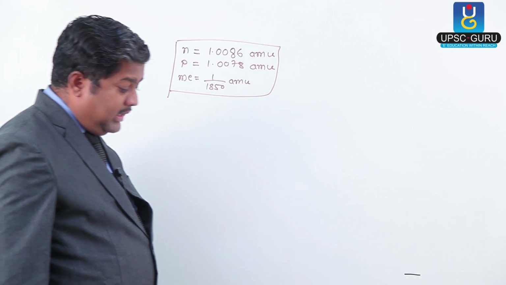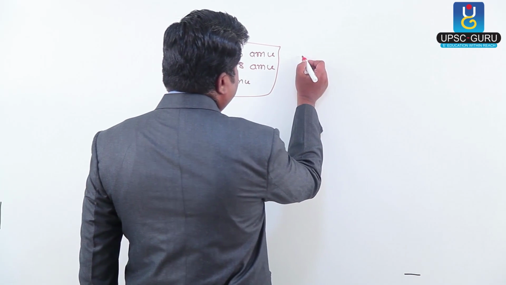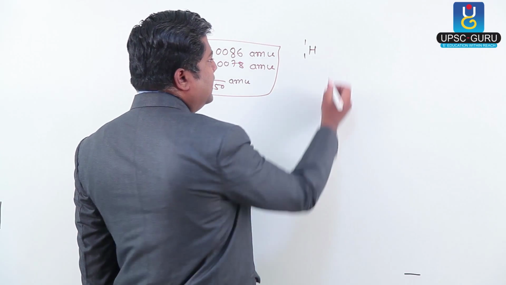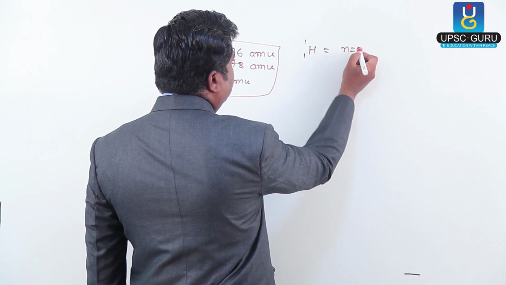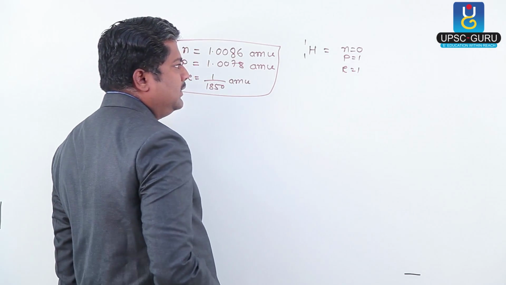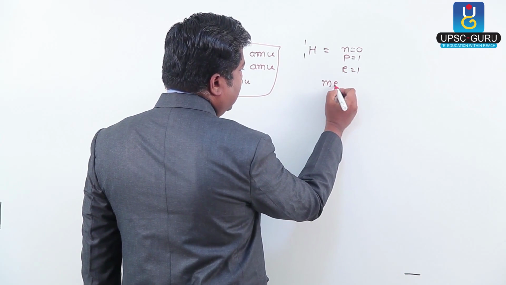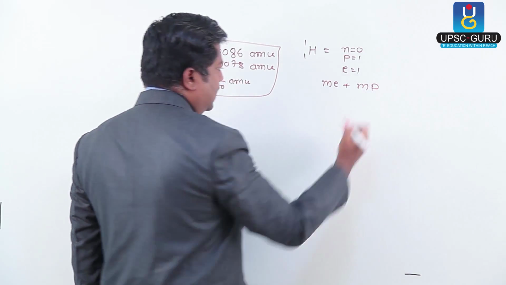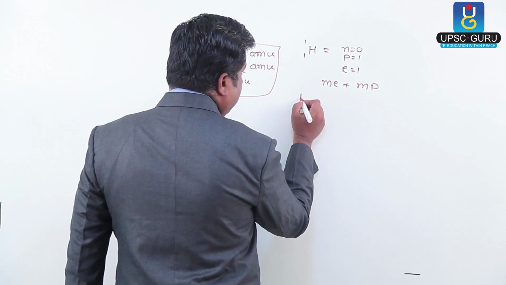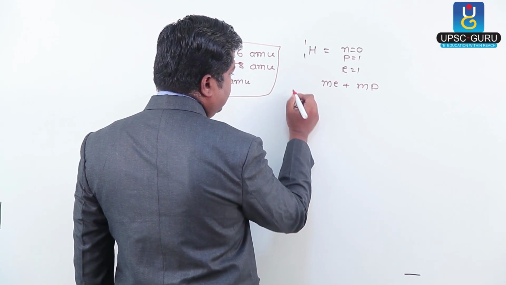The answer is yes. Number one, I can go this way, hydrogen H11. So the neutron number is 0, proton 1 and electron 1. So simply I have to add the mass of electron plus the mass of proton. Getting the idea? But suppose I have to calculate the mass of helium, which is 2,4.